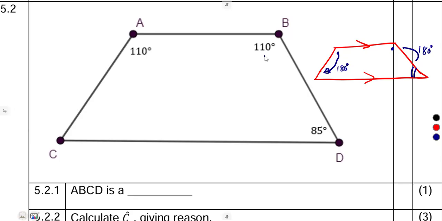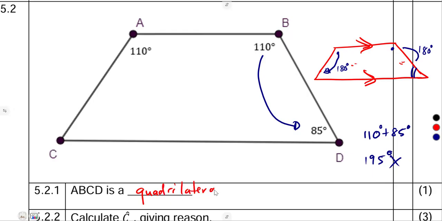So if you take 110, let's say these lines are parallel. If we add 110 to 85, we must get 180. But let's add 110 plus 85. It is going to give us 195 degrees, which is not 180. So it is not a trapezium. If it was a trapezium, this concept was supposed to be maintained. So A, B, C, D is not a trapezium. So what is it? It is just a normal quadrilateral.